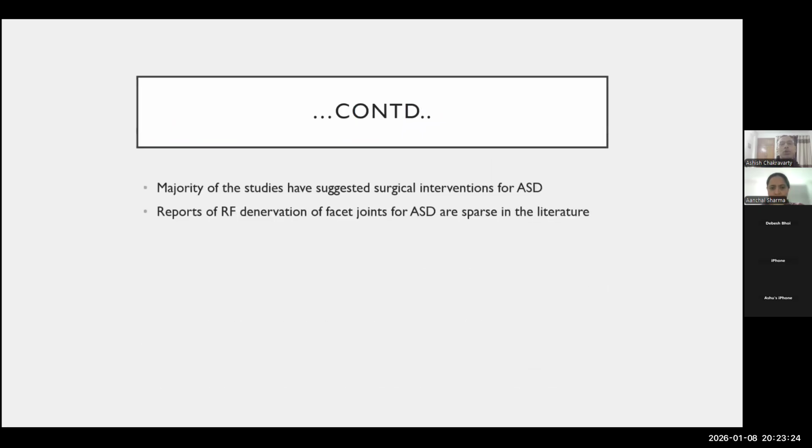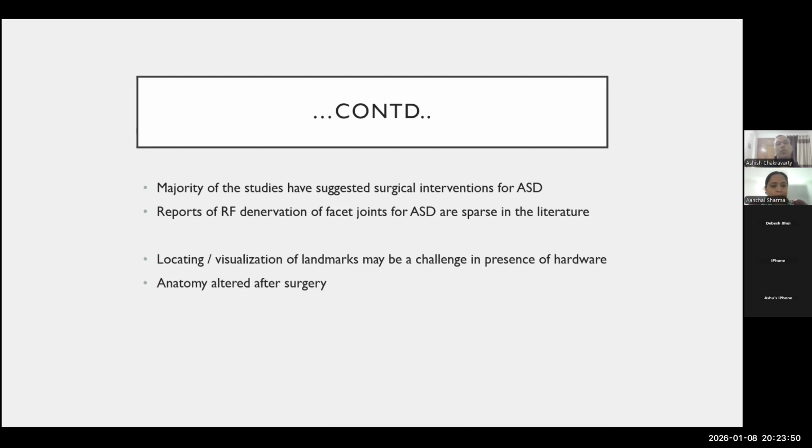So majority of these studies, these two studies, they never mentioned radiofrequency of facet joints as a modality of treatment. Rather, they focused more on the surgical interventions. Like, in some of the cases in their studies, they even had a redo TLIF for their patients.